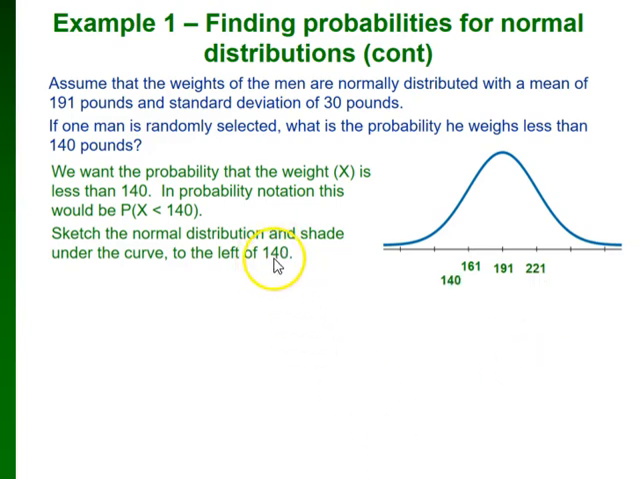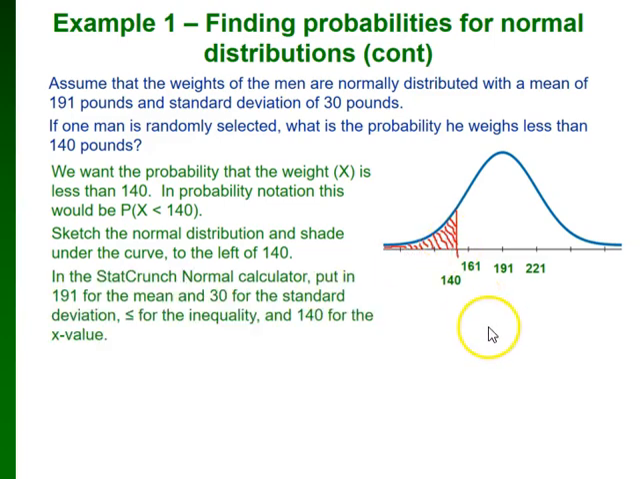And then we want to mark in there where our value that we're concerned with is. So 140 is a little bit more than 1 standard deviation below the mean. So it's about in there. And we're trying to find the probability that x is less than that, so we're going to shade from there to the left.